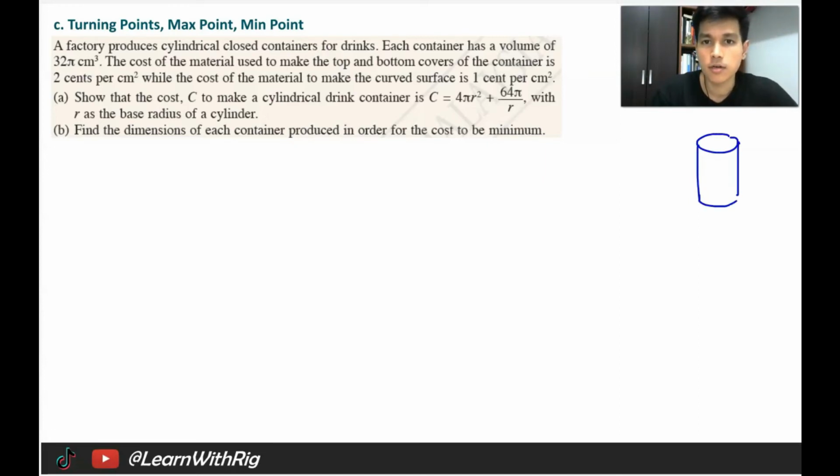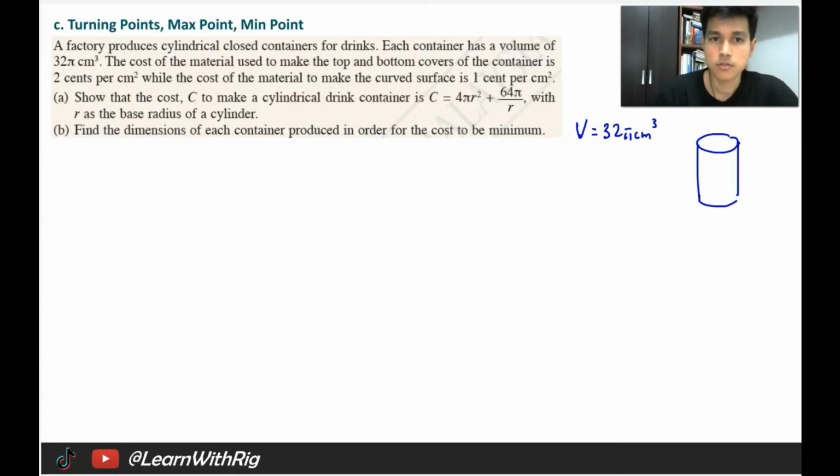For each container has a volume. Okay, so they gave you the volume. Volume is 32 pi cm cube. The cost of material used to make the top and bottom, okay, so top and bottom specifically, is 2 cents per square meter, while the cost of material to make the curved surface is 2 cents per square cm.